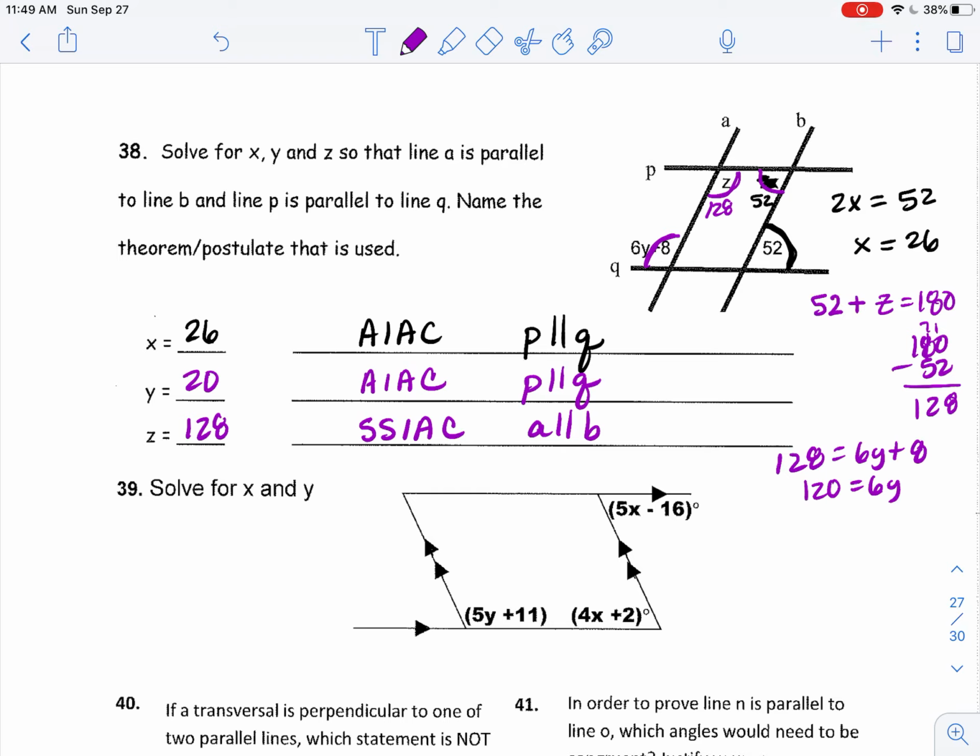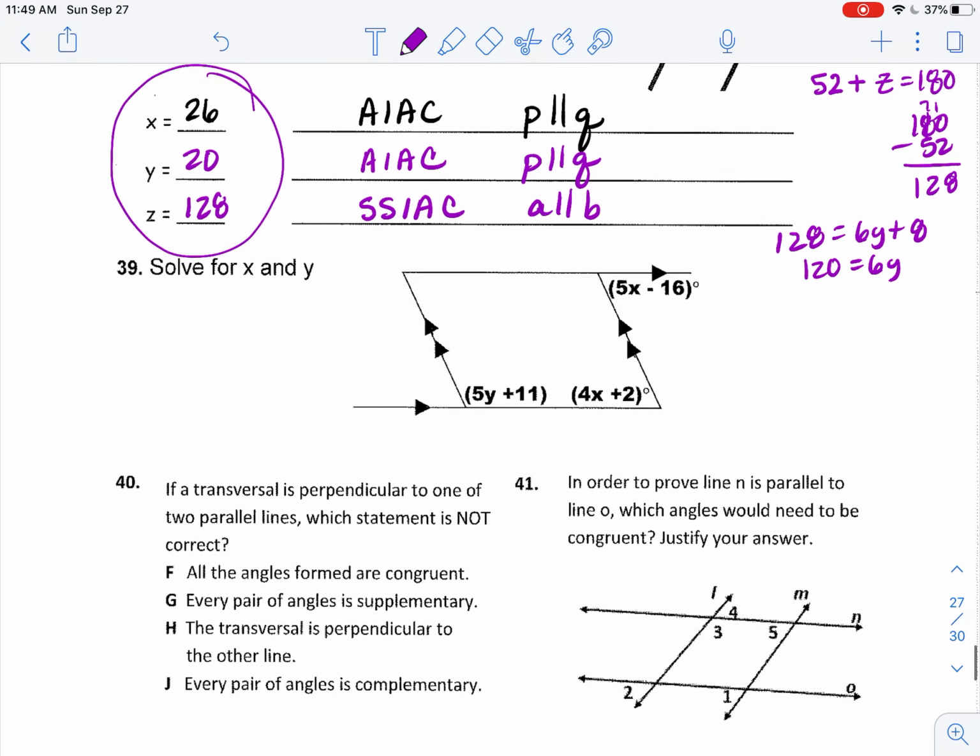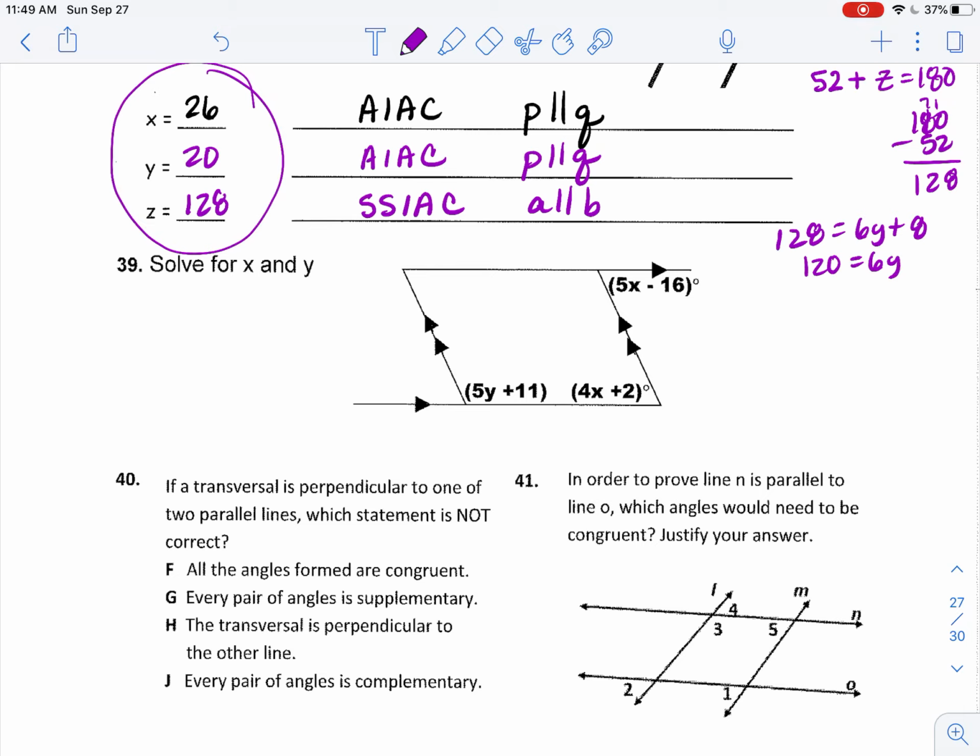And there are more than one way to justify, but these are the ways that I did on this review. No matter what, we should still get the same answers for x, y, and z.